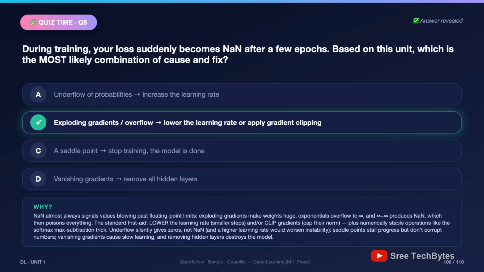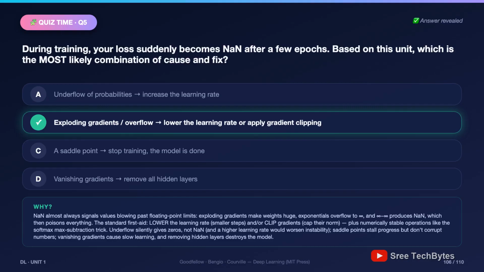Now why the others fail? The differential diagnosis. Underflow gives silent zeros and a stuck loss, never NaN, and raising the learning rate would pour fuel on any instability. A saddle point gives a plateau, a flat, boring loss, not corruption, and vanishing gradients cause frozen early layers and slow learning, while removing all hidden layers would simply destroy the model.